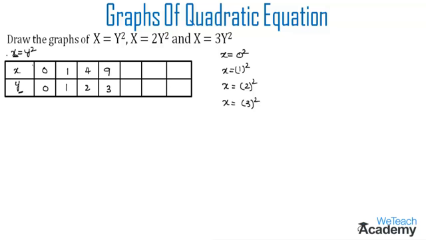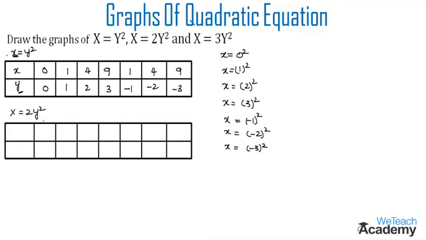Now let us assume some negative values for y. If we take y value as minus 1, then we get the x value as minus 1 whole square. That implies 1. And if we take the y value as minus 2, then the x value would be minus 2 whole square. That implies 4. Now let us take y value as minus 3. So we get the x value as minus 3 whole square. That implies 9.